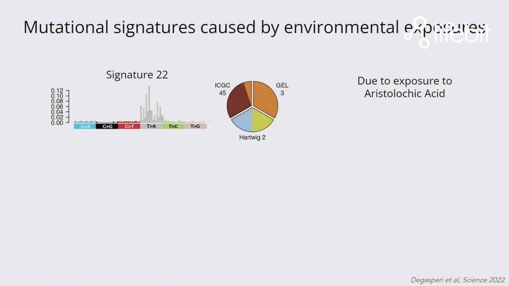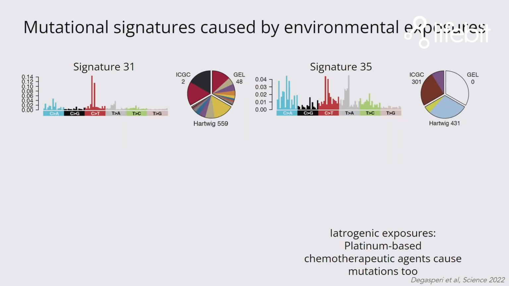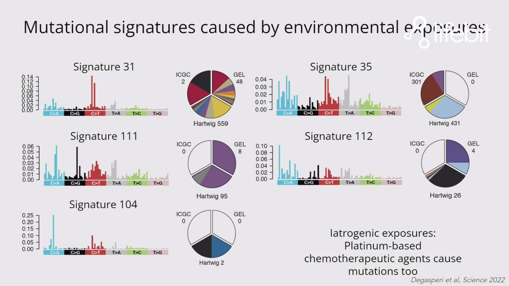And this is just to show you an example of a signature that's due to an environmental exposure, a compound called ursolithic acid, which is banned in the UK. The 3 patients in Genomics England who had it had not known that they were exposed to it, but clearly they had been exposed to it at some point in their lives. So there are public health implications from some of these things. I'm looking currently at a pandemic of ursolithic acid in a couple of countries in the East.